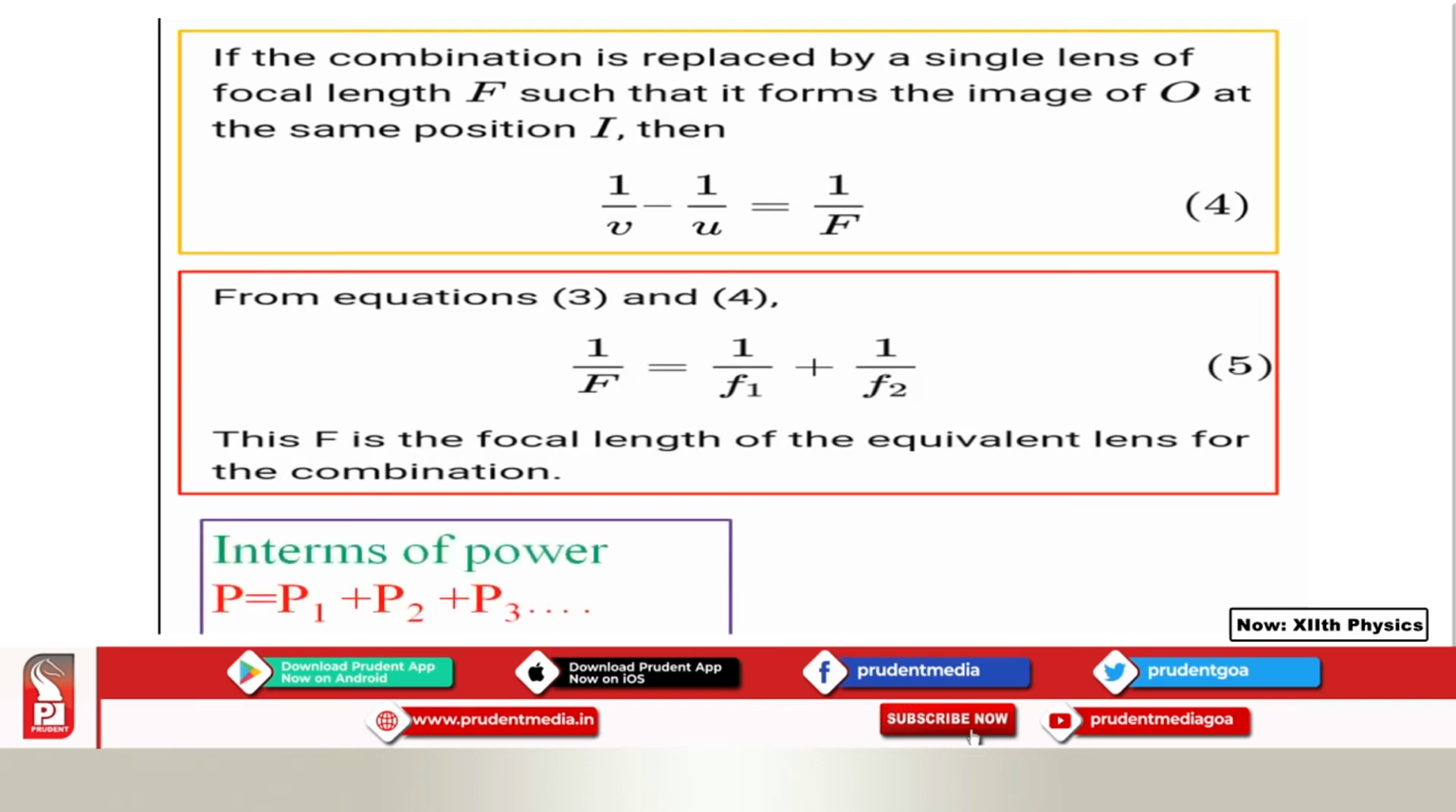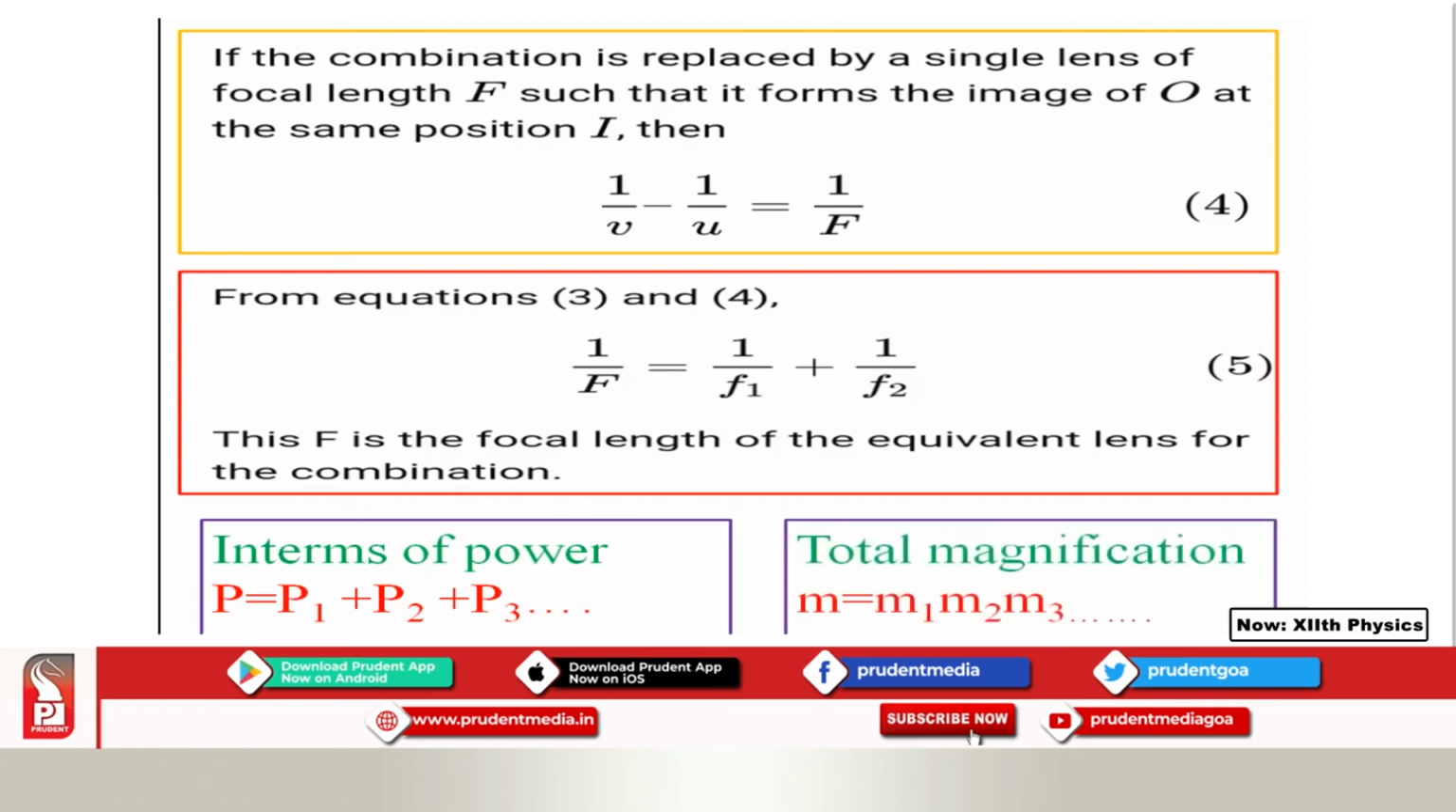What about in terms of the power? I know my power is 1 upon F. So, the power of the combination is nothing but the sum of individual powers. That will give me the total power. What about the magnification? Magnification is the multiplication of each magnification. So, have you all seen, once we have a different combination, I can just add up the powers to get the total, and I can just multiply all the magnifications to get the total magnification.